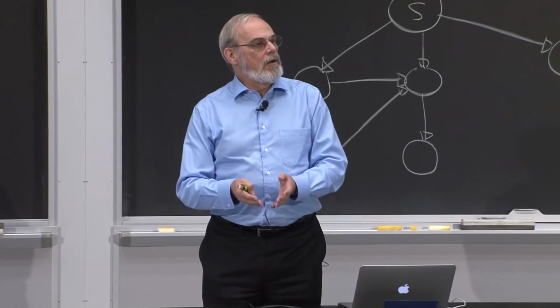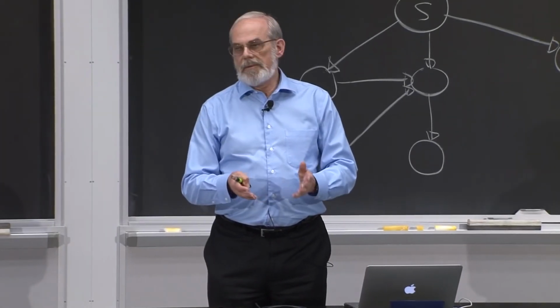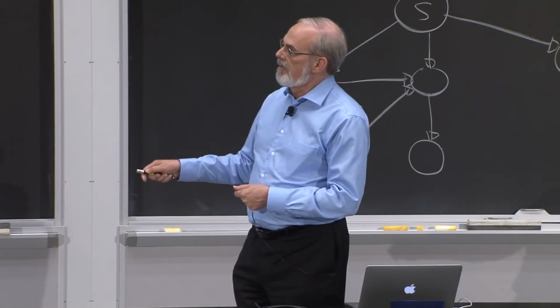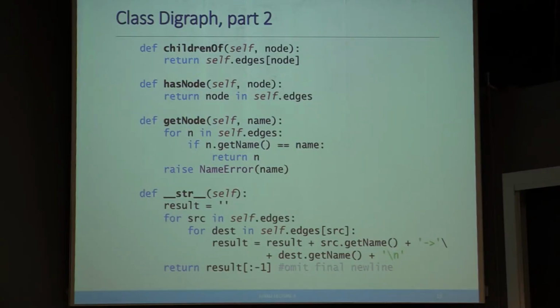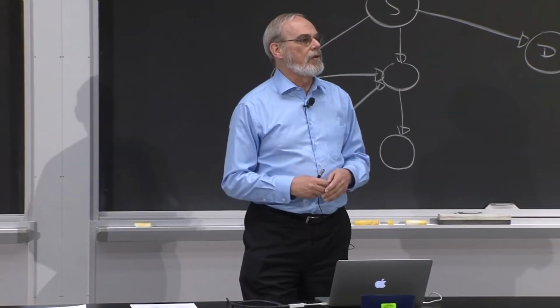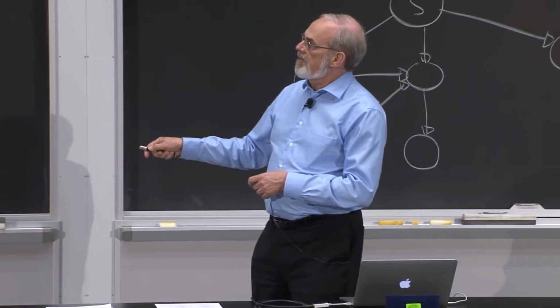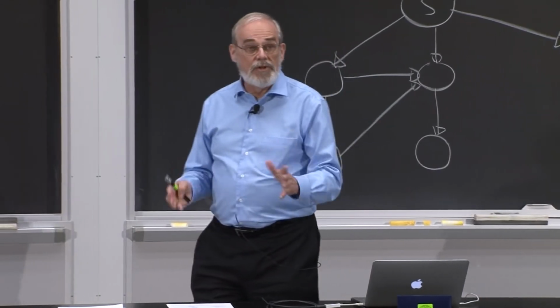If I want to get a node by its name, which is going to be probably more convenient than trying to keep track of all the nodes, well, I could pass in a name as a string, and what will I do? I'll just search over all the keys in the dictionary using the getName method associated with it. There's the call, and checking to see if it's the thing I'm looking for. And if it is, I'll return n. I'll return the node itself.